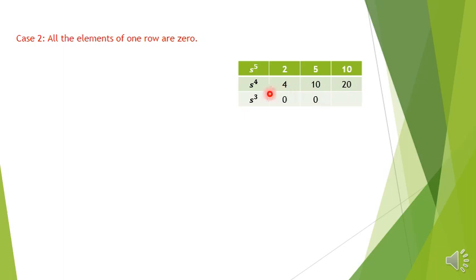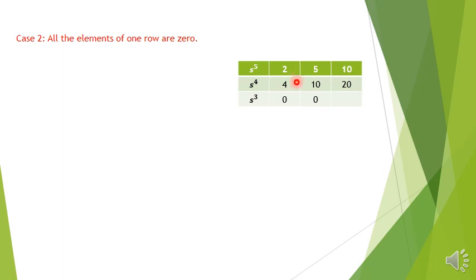This situation occurs only when the preceding two rows are proportional. This row is a multiple of 2 of this row. If I divide each element of these two, I will get the same ratio. So these two rows are proportional. All elements of a row become 0 only when the preceding two rows are proportional to each other.